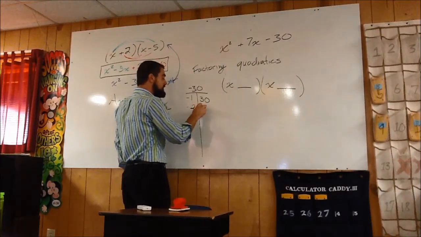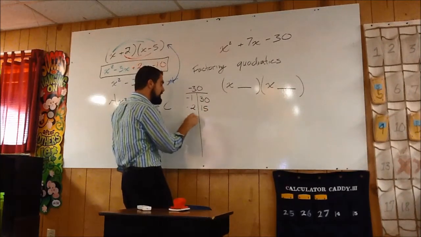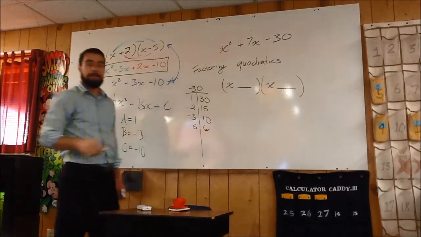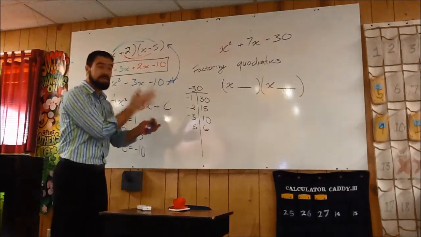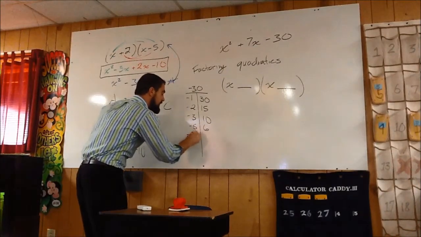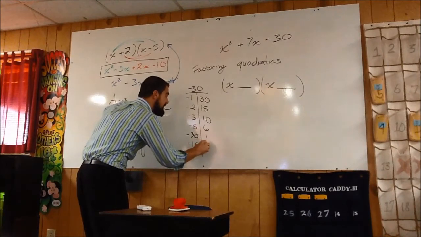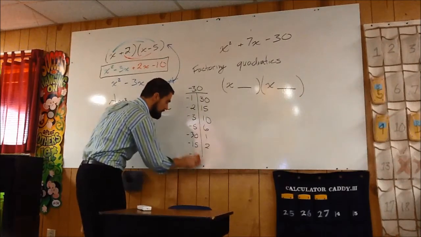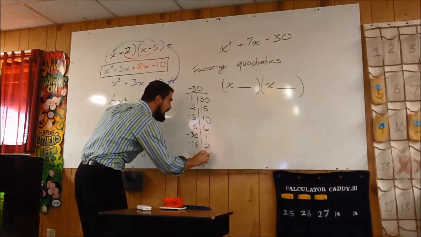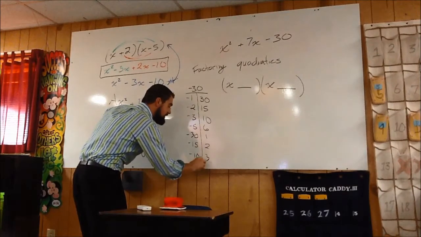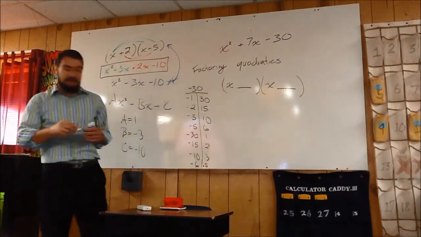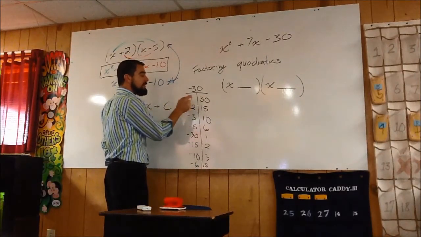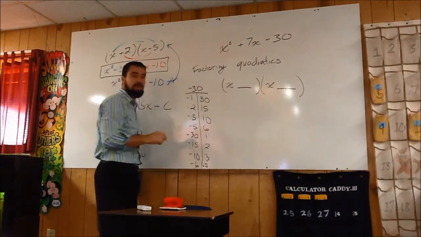Or it could be negative 2 and positive 15. Or it could be negative 3 and positive 10. Or it could be negative 5 and positive 6. Or reverse all of these. It could be negative 30 and a positive 1, or a negative 15 and a positive 2, or a negative 10 and a positive 3, or a negative 6 and a positive 5. These are all of the combinations using integers, using whole numbers, where the two values' product is negative 30.